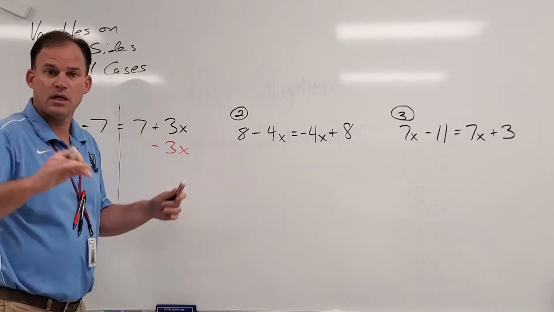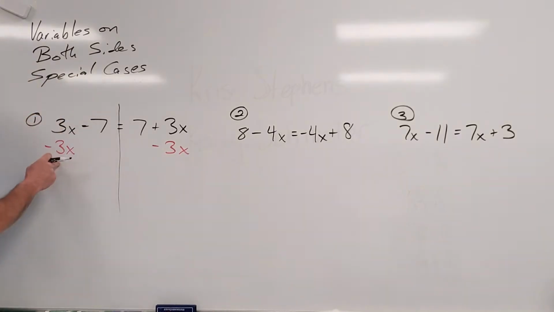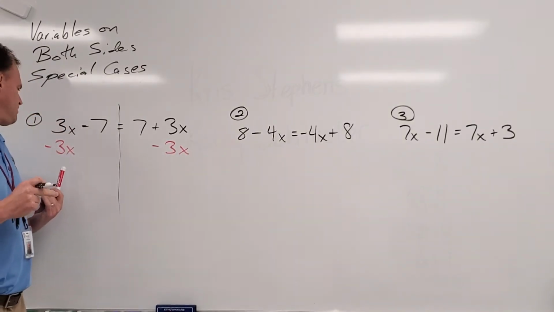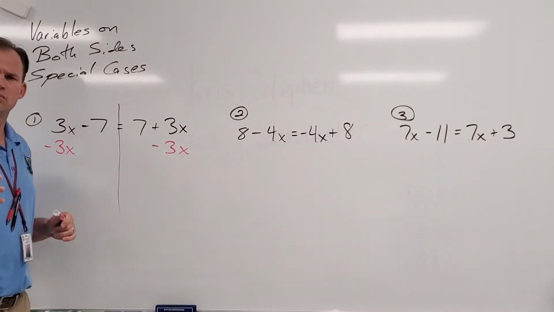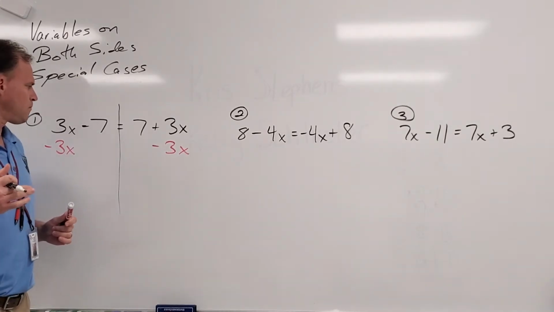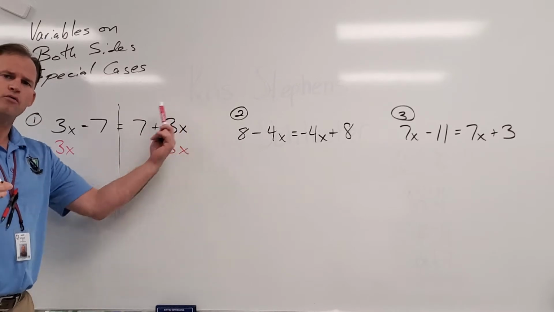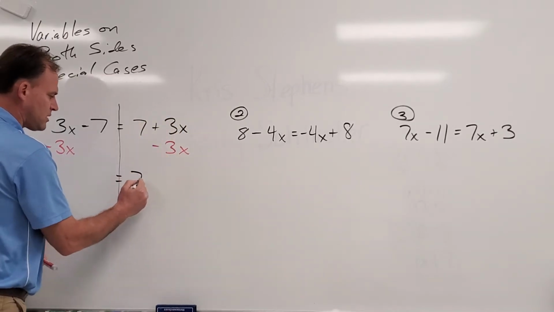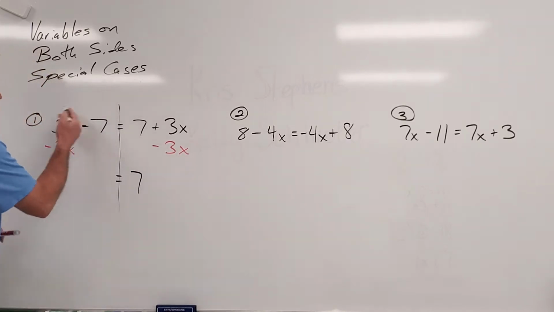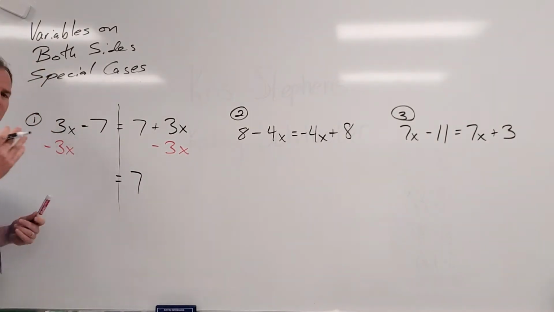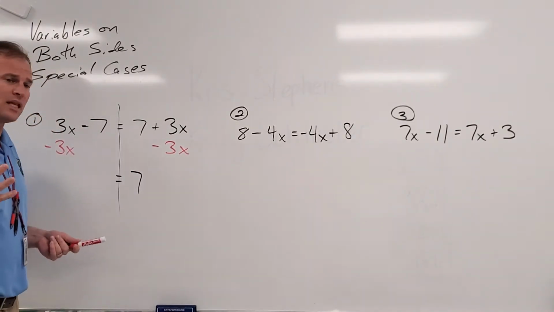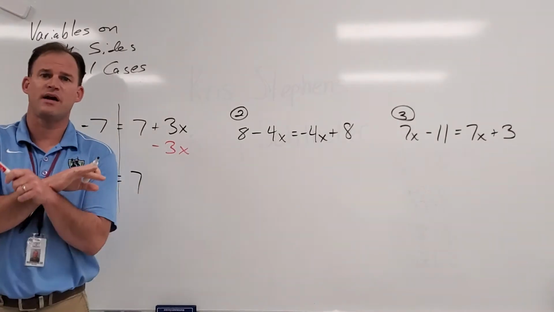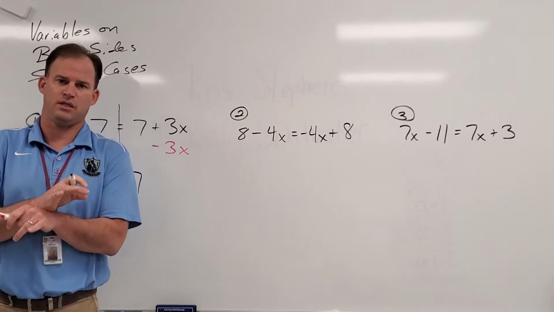3x minus 3x, 0 x's. What's left over on the right-hand side of this equation? Well, the only thing left over here is 7. I did that on purpose. What's left over here, though? I got 3x minus 3x. There's no x's left. The only thing left over here is a negative 7. The variables have completely dropped out of this equation.